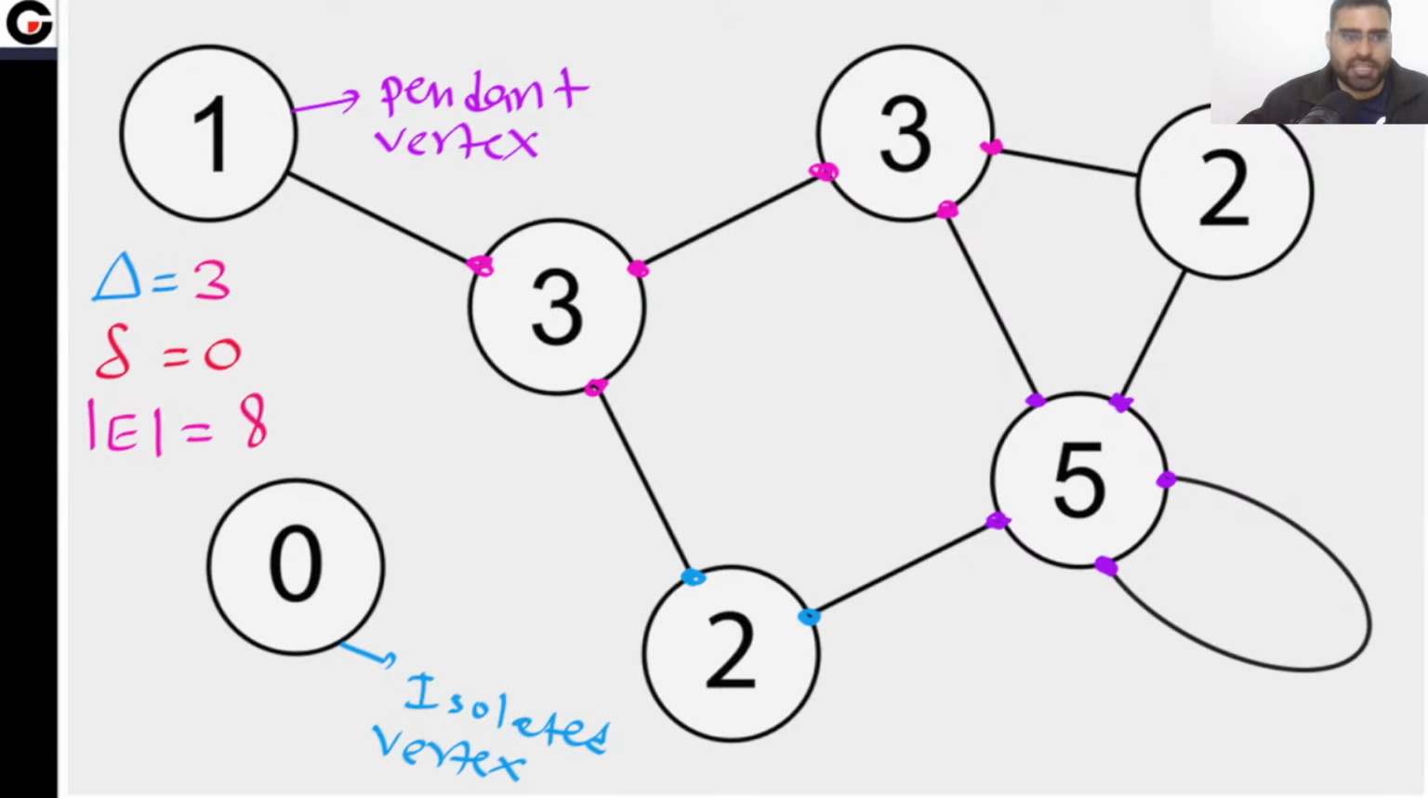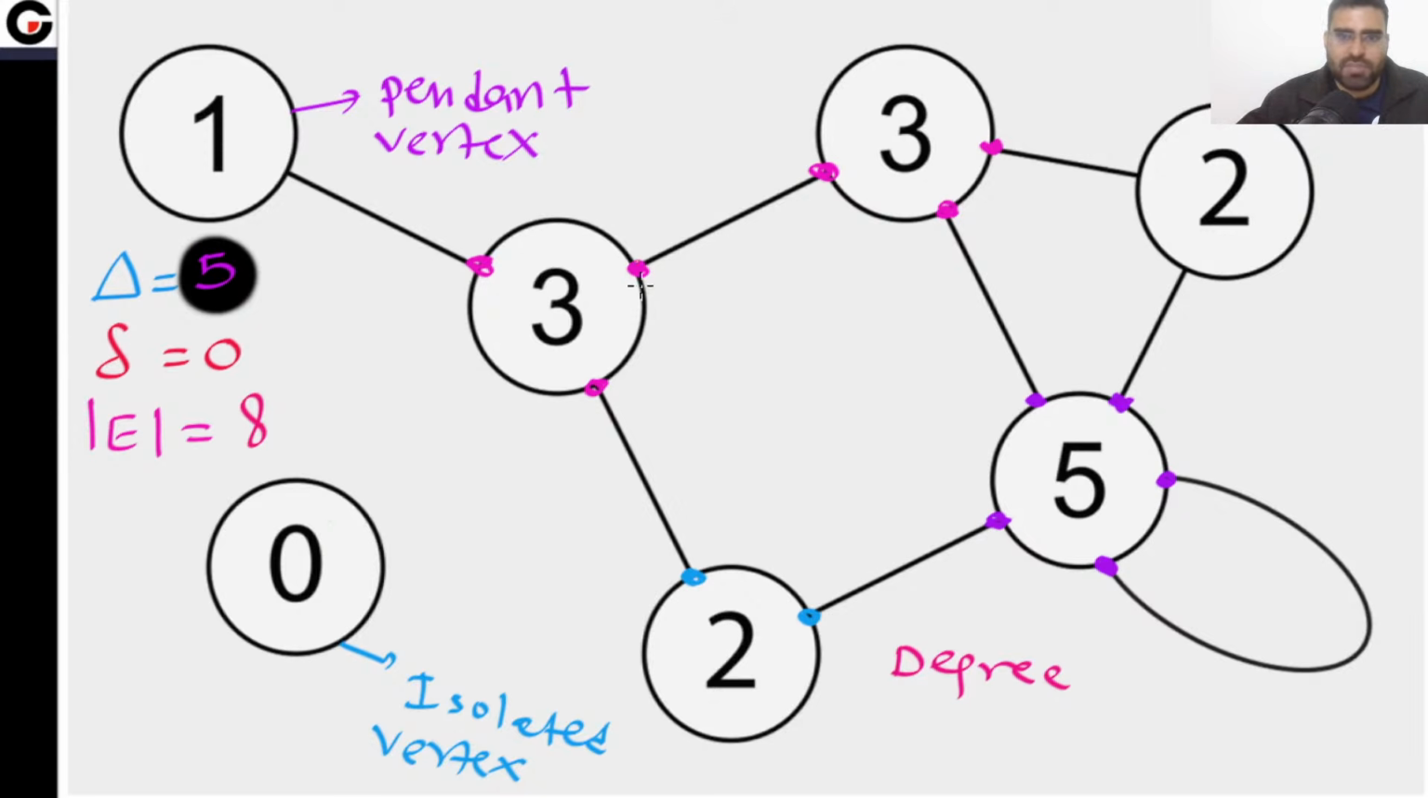Total 8 edges are there. Can you tell me what is the degree sequence of this graph? In this graph, the maximum degree is 5. The minimum degree is 0.